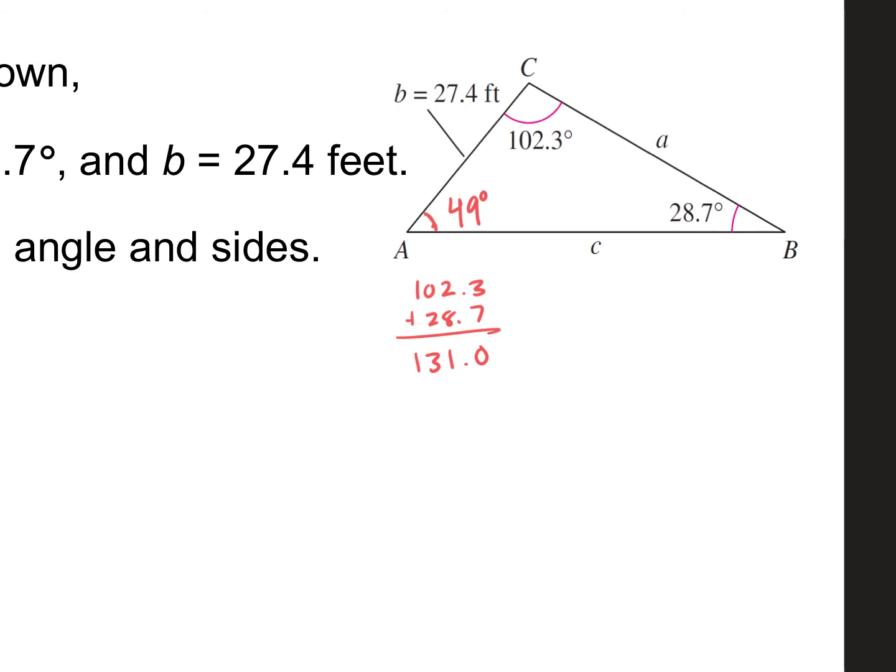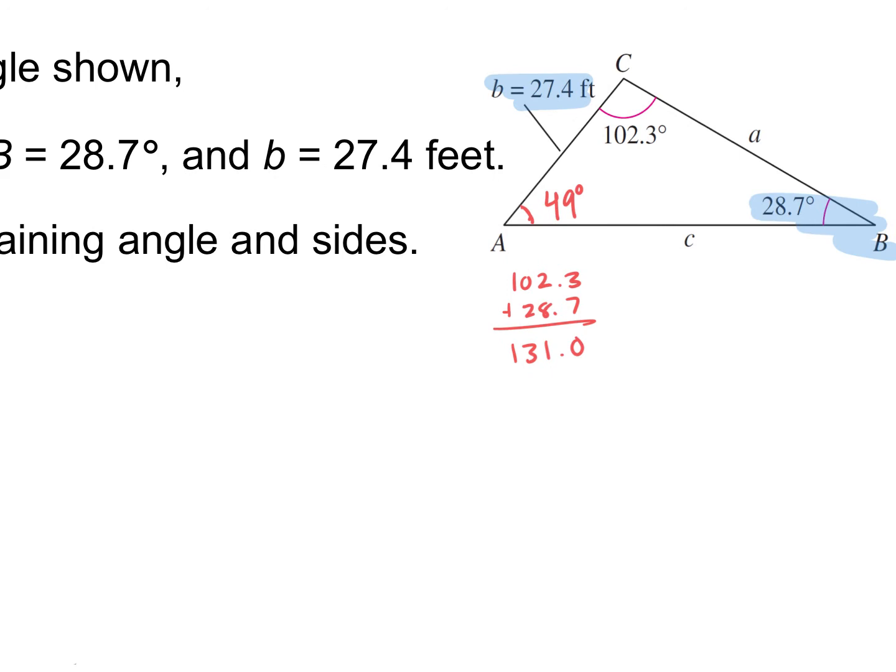Now to find the rest, we have to use the law of sines. We always want to start with the pair that was given to us. So we have angle B and side B that was given, and I want to start with that to set up my proportion. I have side B, so 27.4 over sine of the angle, so sine of 28.7.